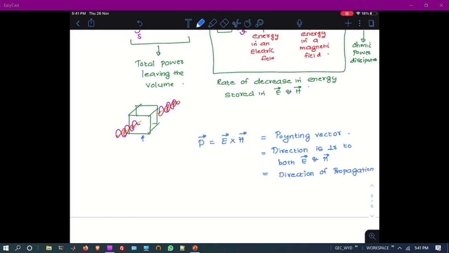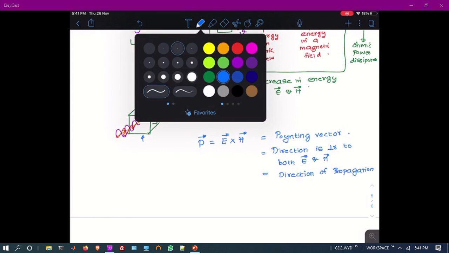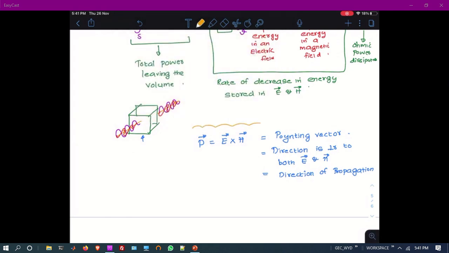So the power is transmitted not along electric field direction or not along magnetic field direction. The power is transmitted along the direction in which the electromagnetic wave is propagating. This is called as Poynting vector, and we state it using a theorem called as Poynting's theorem.